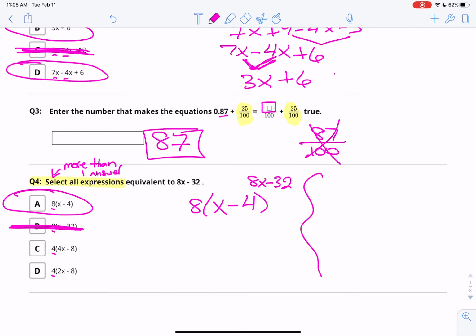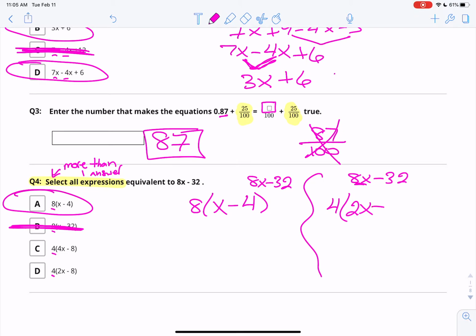Now, they also factored out a 4. So once again, I'm going to start with my original expression. And now I'm going to take out a 4. And remember, the leftovers stay inside the parentheses. So I have to go backwards. What times 4 will bring me back to 8x? Well, 4 times 2x gives me my 8x back.